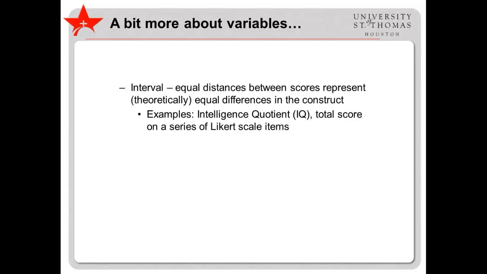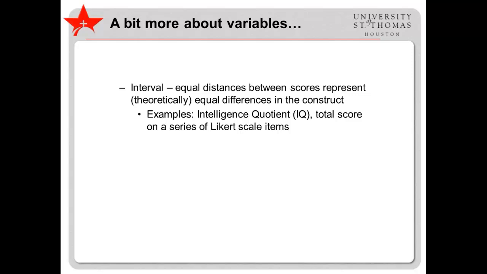Similarly, if a questionnaire has 10 items about the same topic that all use a Likert scale, where 1 equals strongly disagree and 5 equals strongly agree, we could add up the person's responses to each item for a total score on that questionnaire. The difference between a score of 10 and a score of 20 would theoretically be the same as the difference between a score of 40 and a score of 50.